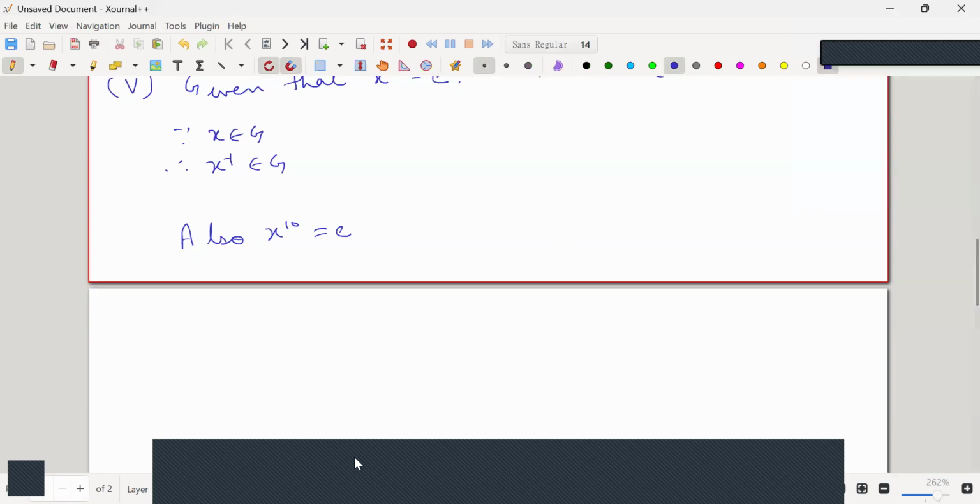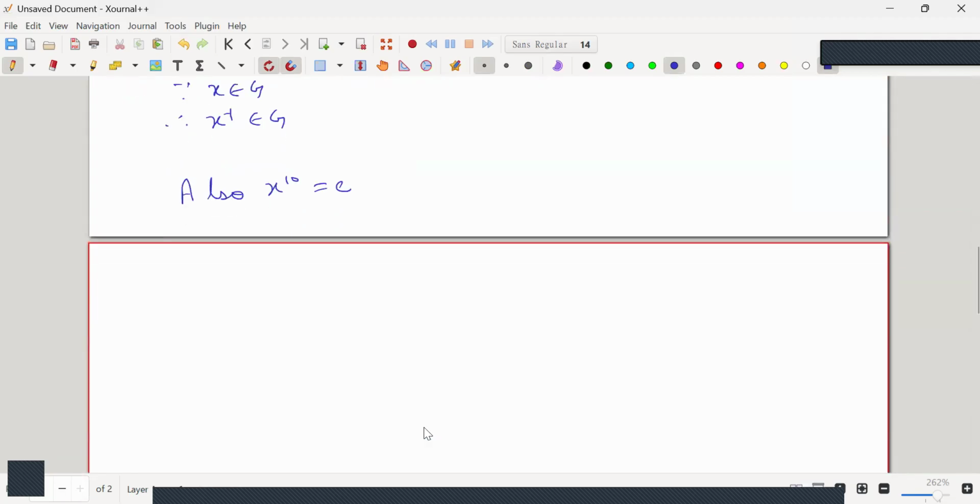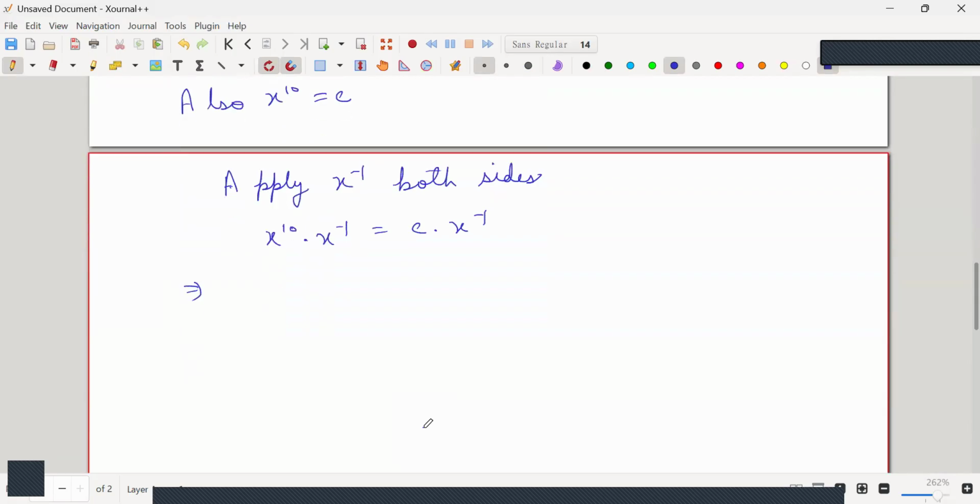Right. So what I want to say is that x^10 is equal to identity. Now you apply x inverse both sides. So what you will get: x^10 times x inverse is identity times x inverse. You can add the powers, and here it will be just identity times x inverse, which is x inverse. So this implies x^9 is x inverse.